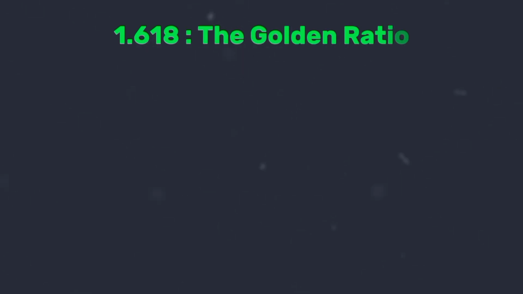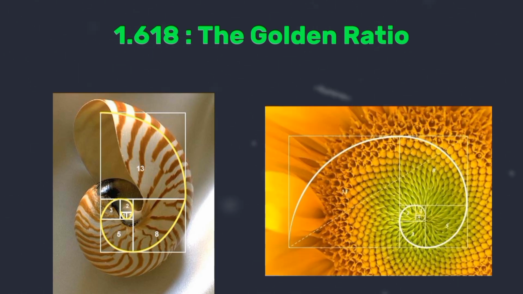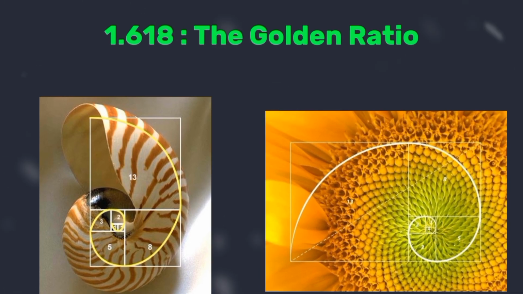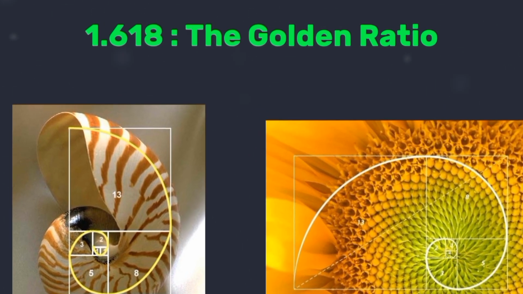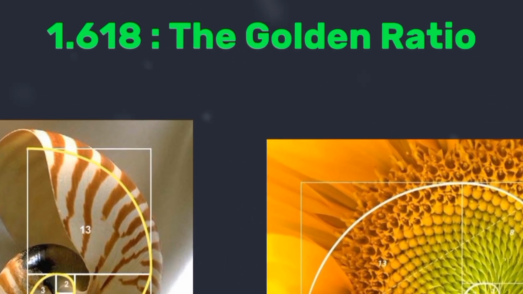This ratio appears everywhere in nature, from the spirals of seashells to the arrangement of sunflower seeds. Interestingly, it also plays a significant role in financial markets, helping traders analyze price movements and predict possible turning points.